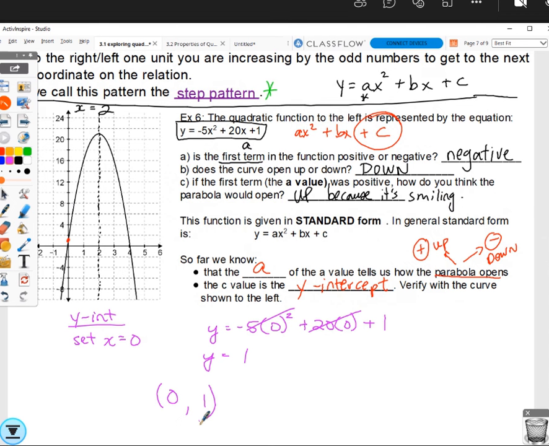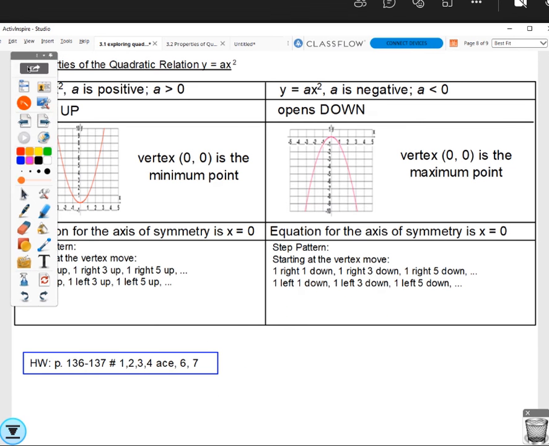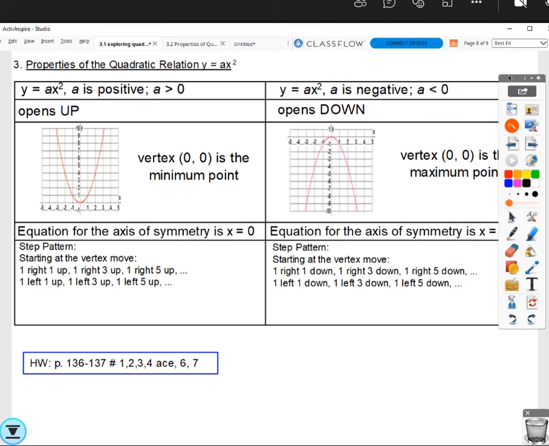Okay. So we know A, smiley or frown. C is basically the y-intercept. And I think B is a funny one. B isn't just one of those where it does this or it does that. It's not truly like that. It is a funny one, and you'll see how we approach that in the next one. So this is a great page to refer to when we're just dealing with quadratics like y equals ax squared.